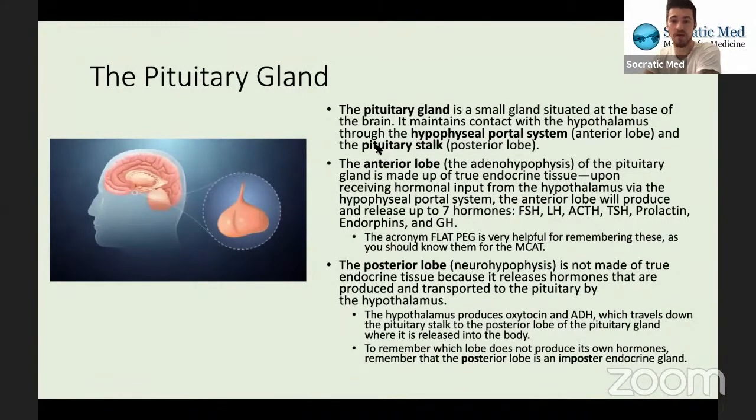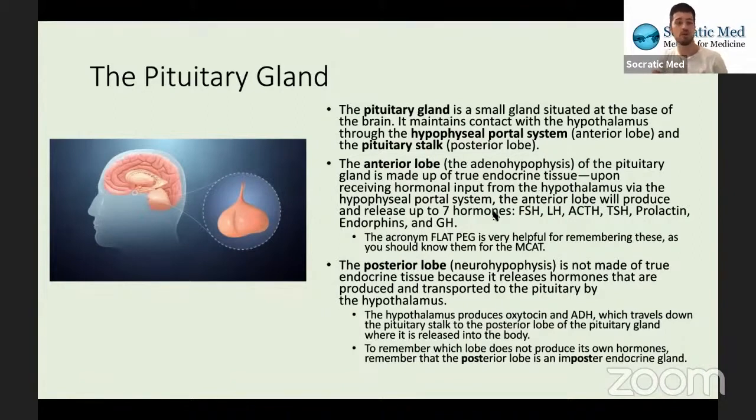And we also have the posterior lobe, which is known as the neurohypophysis. And the posterior lobe, in contrast to the anterior lobe, is not made of true endocrine tissue. So that means it's not creating, it's releasing hormones, but it's not creating the hormones. So we don't consider it a true endocrine tissue. It releases hormones that are produced by the hypothalamus.